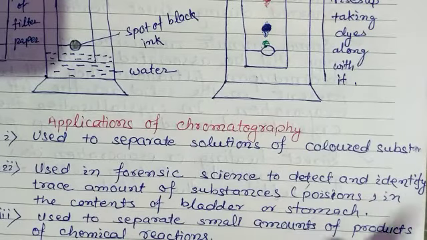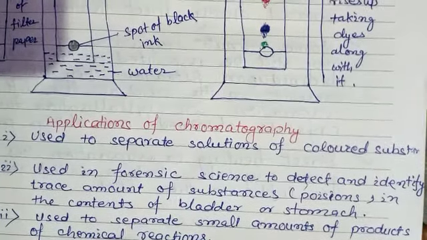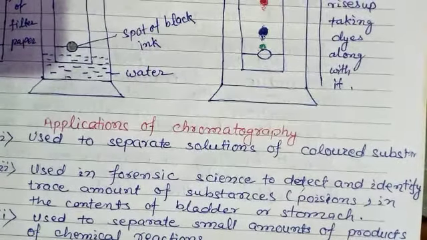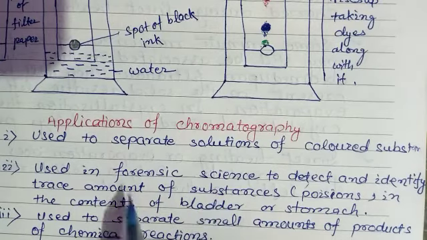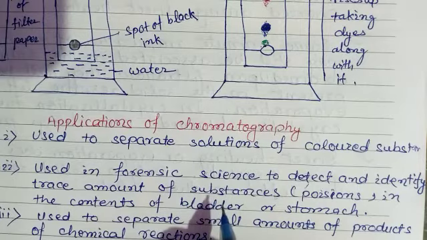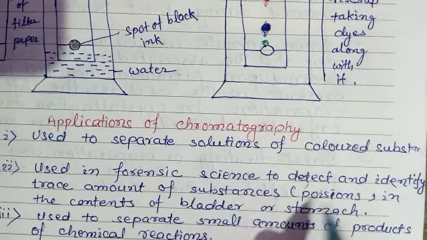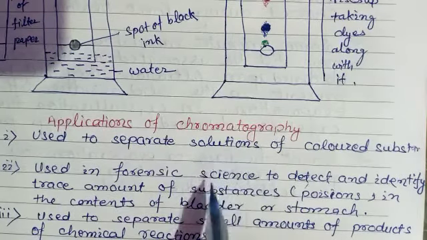Sometimes, if you have seen the CID serial that used to come, in that serial many times characters like Pradyumn, Abhijit and Daya were there. They generally use this word forensic lab. The sample will have to be taken in the forensic lab, and in the forensic lab they detect because of what this person has died. So in the forensic lab also chromatography is used.